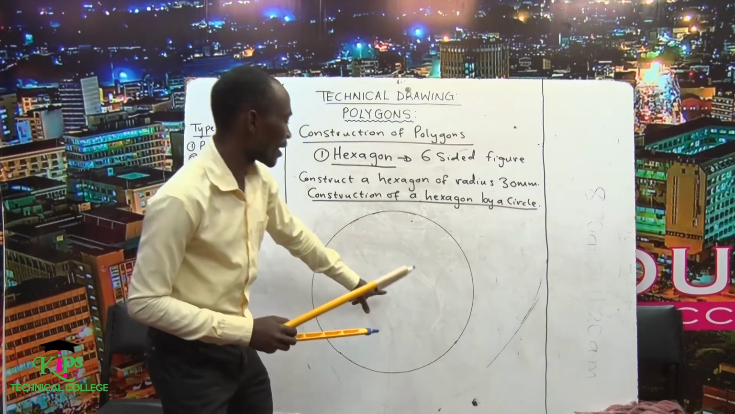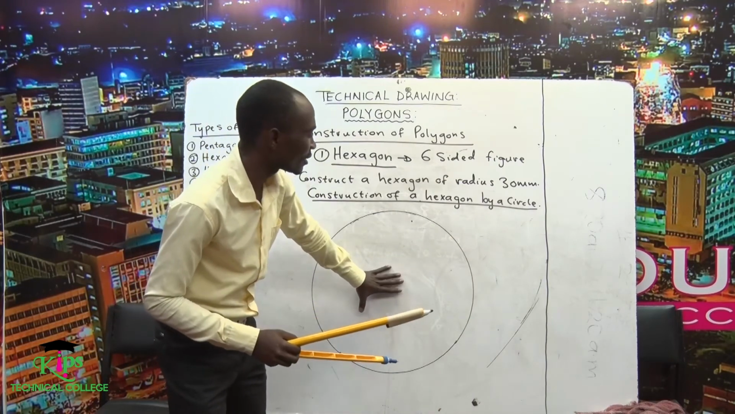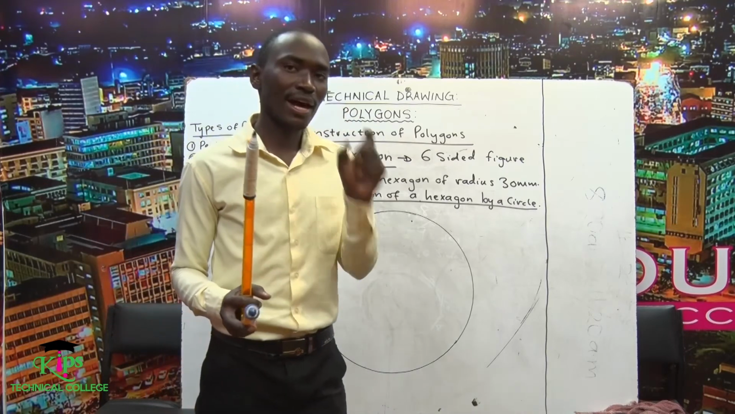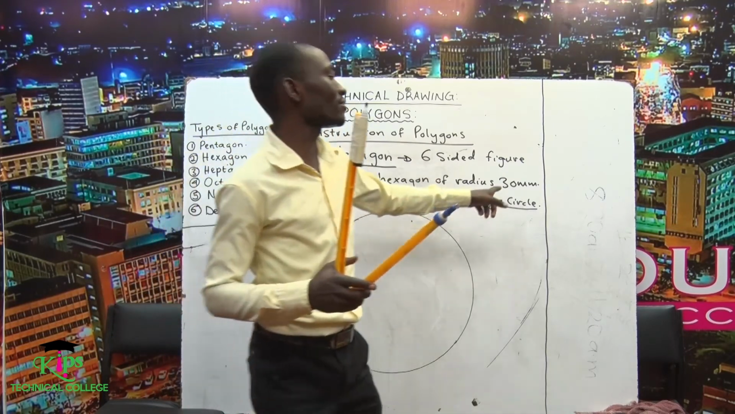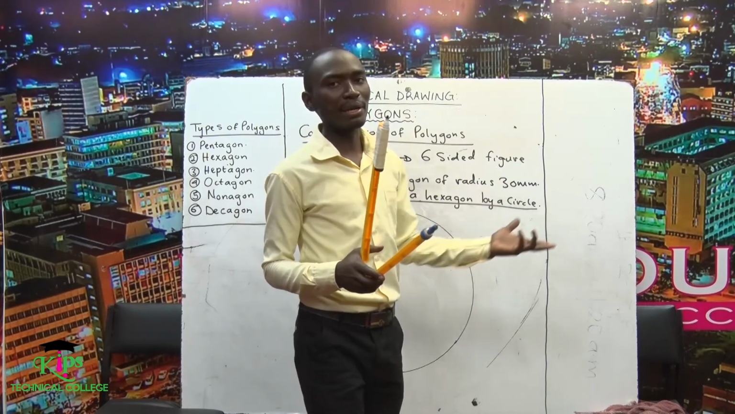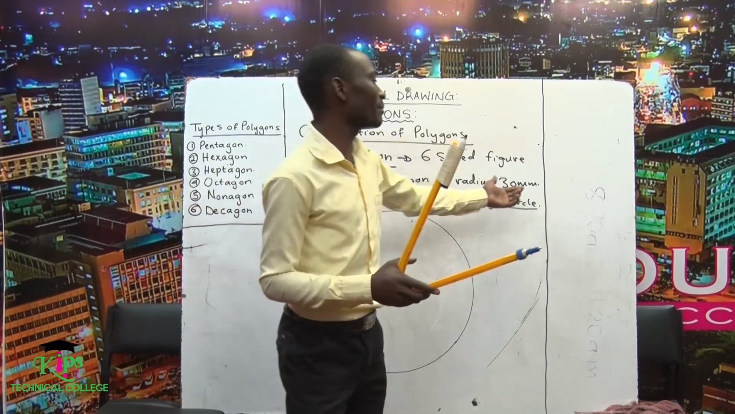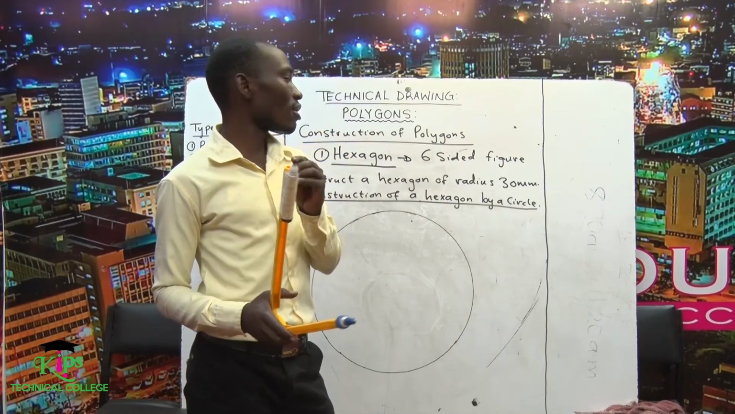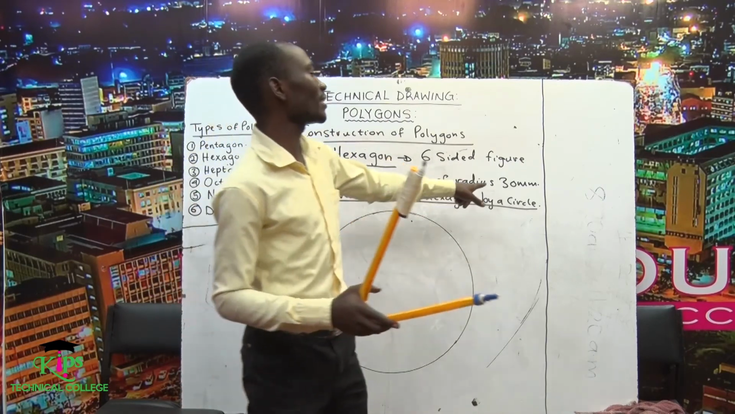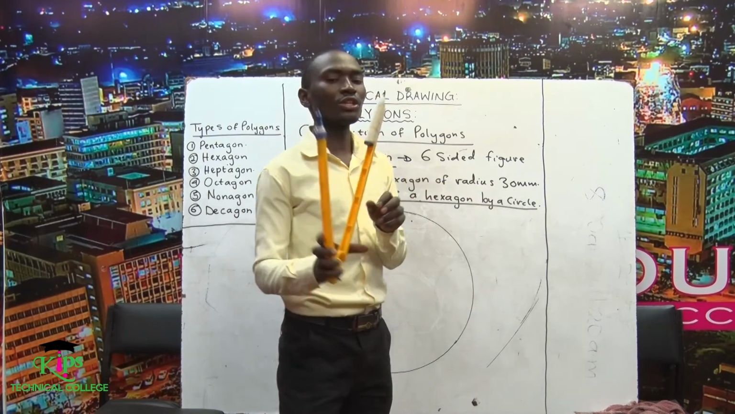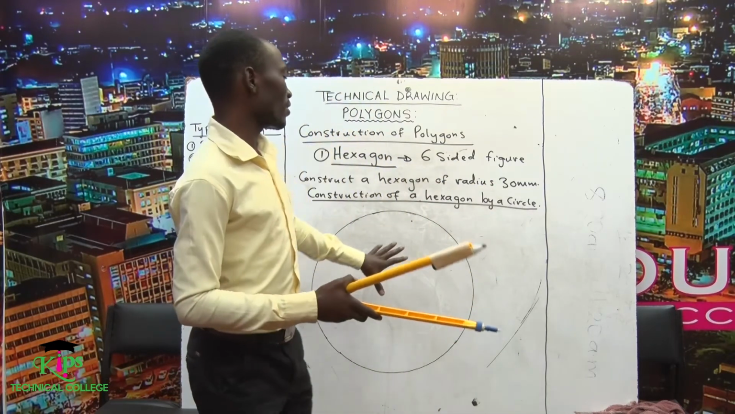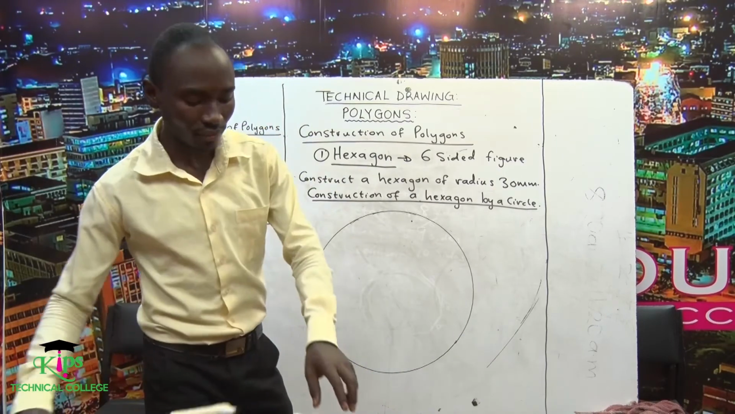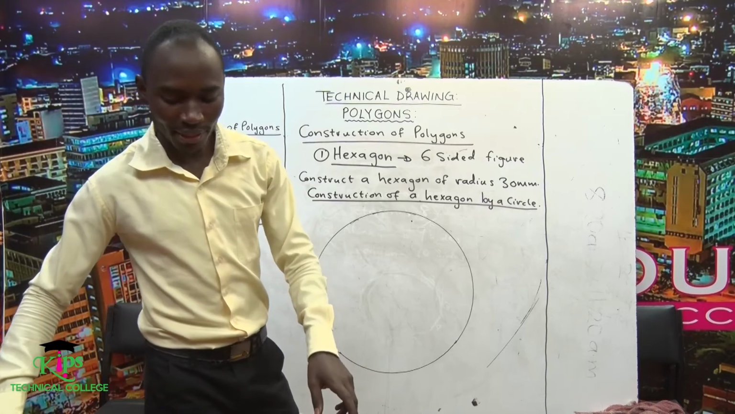So I've stood here, I've drawn my circle. This is a circle of radius 30 millimeters. If for instance you've been given a diameter of something like 60 millimeters, you will divide the diameter of 60 millimeters to get your 30 millimeters. So you should use the radius. So this is my circle of radius 30 millimeters.